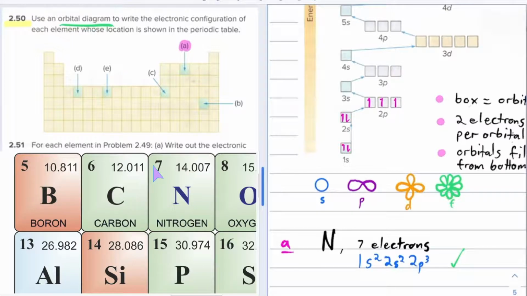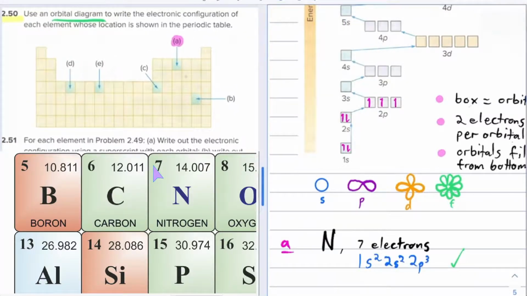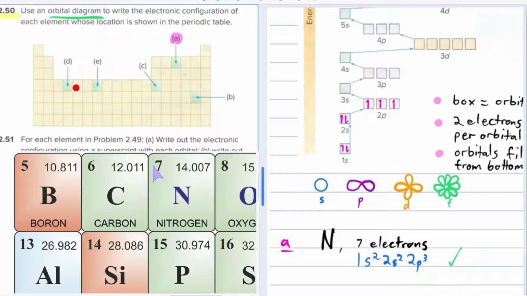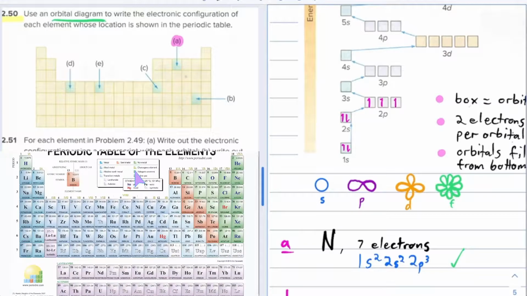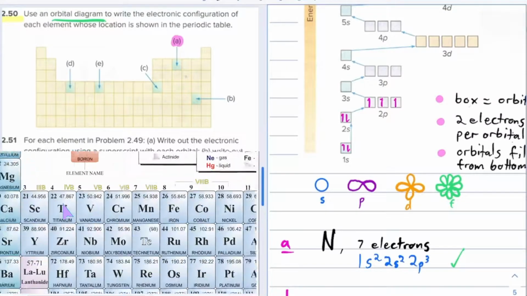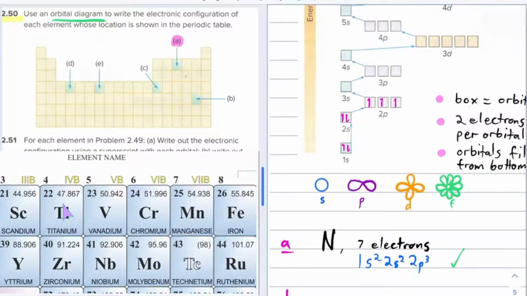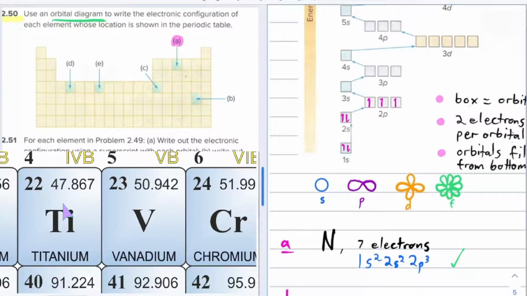Now what's the next one here? B. Wow, that's kind of far down there. Let's do D. So where is element D here? Is that titanium? That's right there, right? Right there. That's titanium, element number 22. So 22 electrons, and we have to do the same thing. We start at the bottom and work our way up till we get to 22.